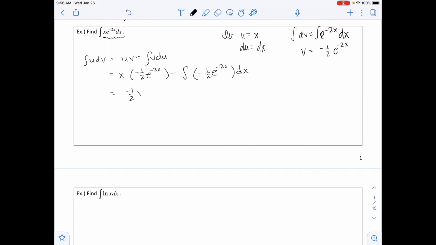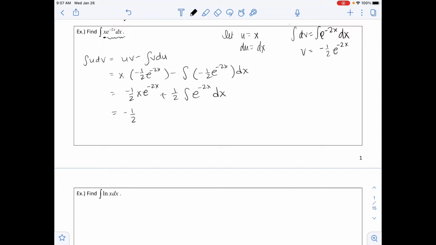So this is negative 1/2 x e to the negative 2x. I have a negative and a negative, so that's going to become positive, and I can pull that 1/2 out in front. And then I'm going to integrate e to the negative 2x dx. The rest of the problem stays the same, except for the integral part, which I need to integrate.